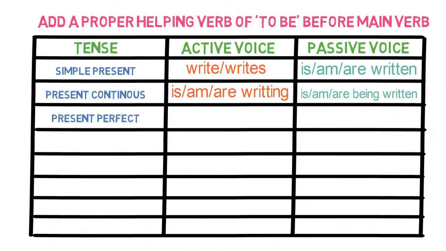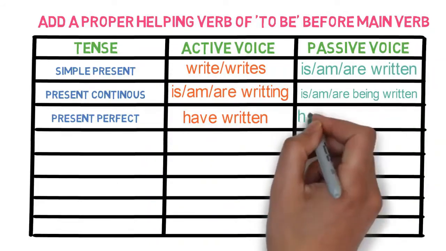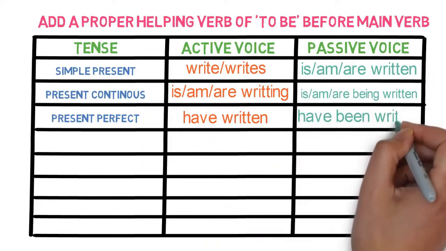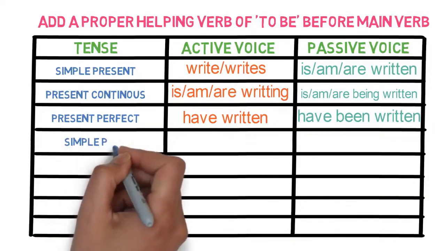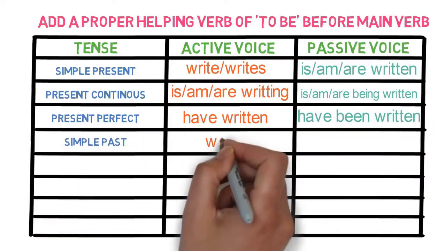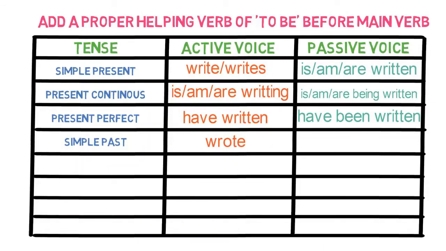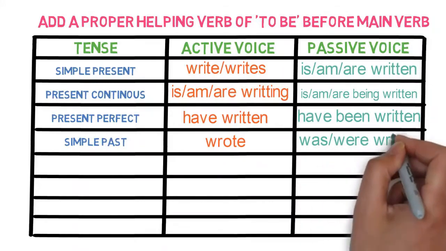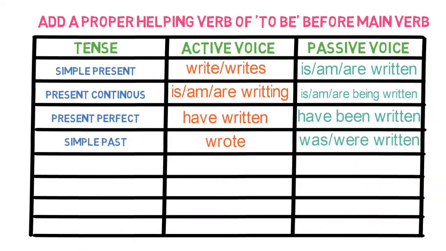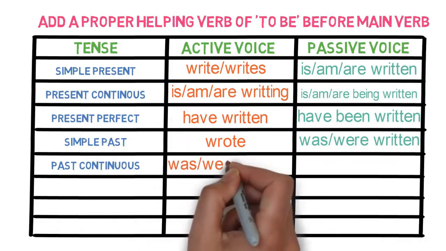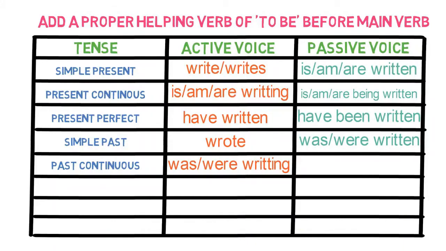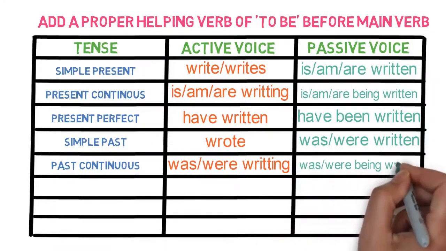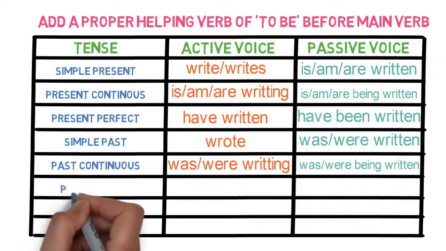And the present perfect tense: have written. In the passive, have been written. And the simple past is wrote. When it comes to the passive voice, was, were, written. According to the situation we write the sentence, isn't it? And the past continuous: was, were, writing. In the passive, was, were, being written.